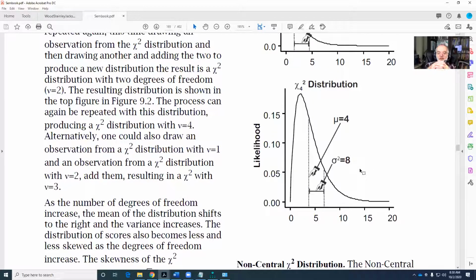As a matter of fact, if I kept doing this a lot and a lot, there's something called the law of large numbers that says as chi-square degrees of freedom go to infinity, the resulting distribution looks like a normal distribution.